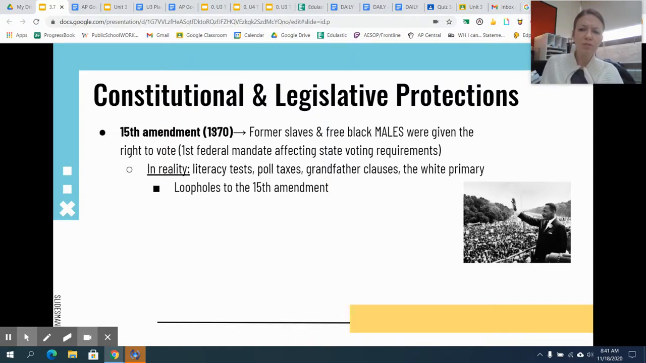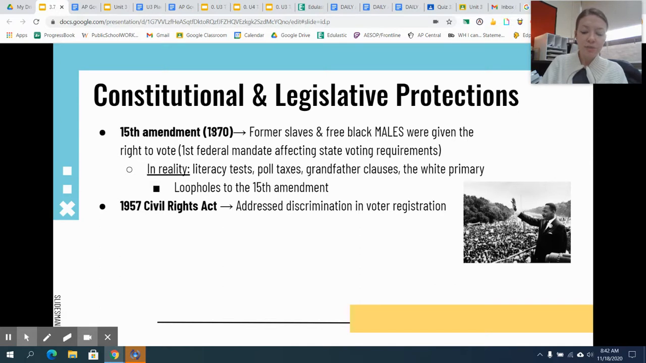And then we also see something called the white primary, and we see Southern states and the parties of the states actually kind of defining voting population as white men's clubs. So that did also restrict the number of minorities that could participate in federal elections as well.